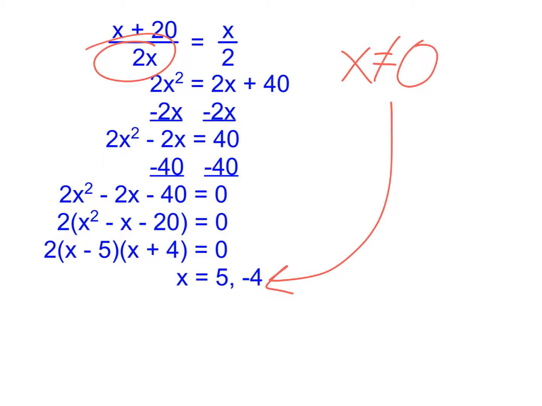Notice neither of our two solutions is 0. So that means they're both going to be okay. Both of those are valid solutions. Now, if one of those was 0, then it'd be an extraneous solution. So once we get our answers, we then just go back and check and make sure that neither of our answers was one of the restrictions for the problem.